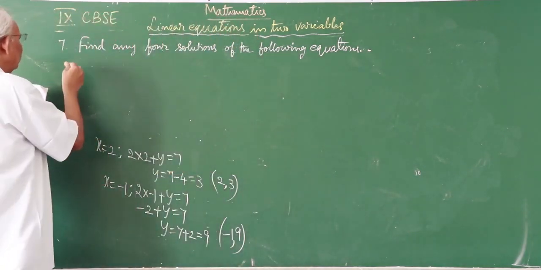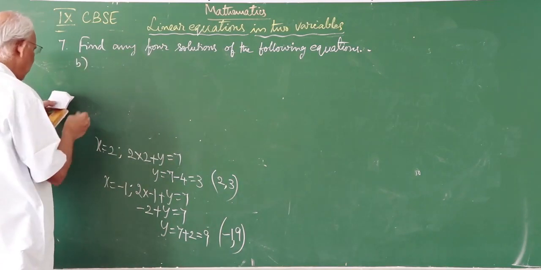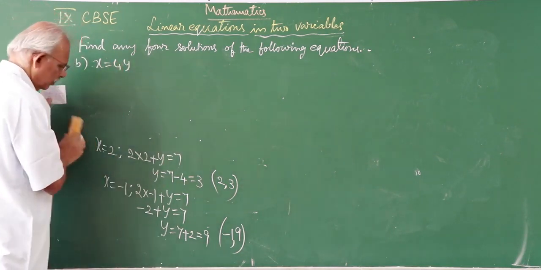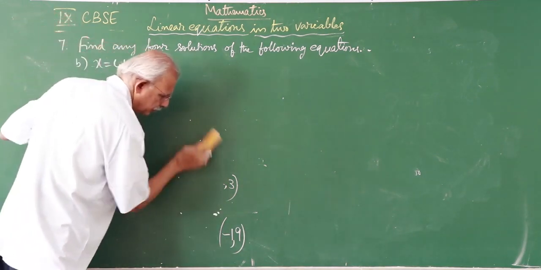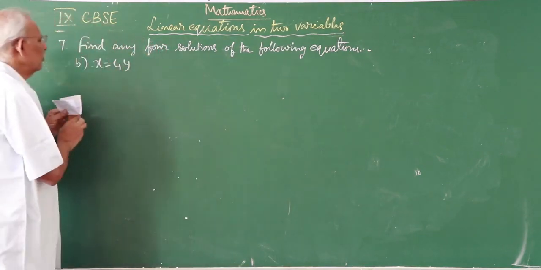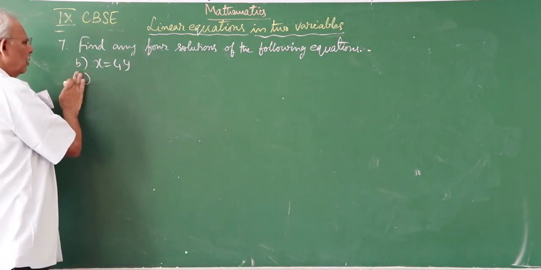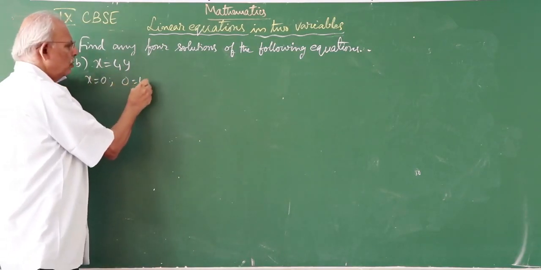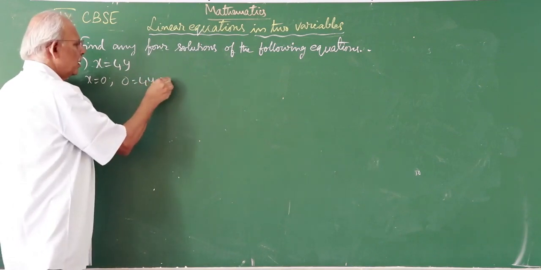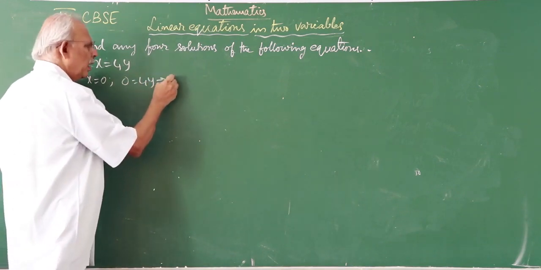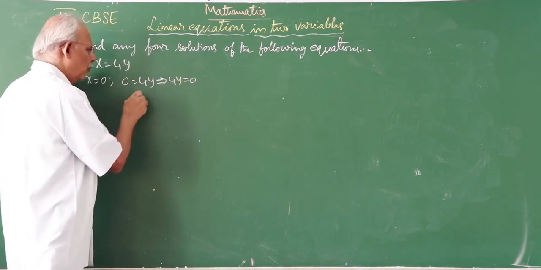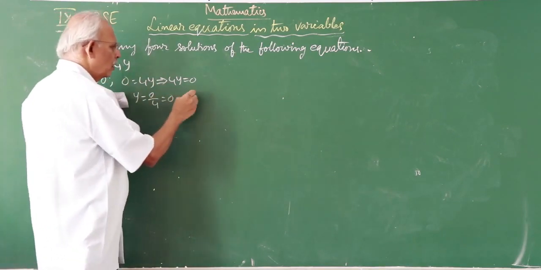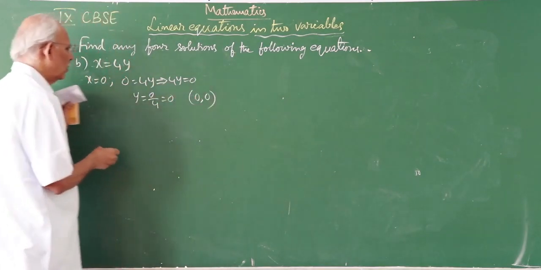Next, second equation, that is B. x equals 4y. Now, the first one is put x equals 0. x is equal to 0, 4y. So, it implies 4y equals 0. Therefore, y equals 0 by 4, which means 0. So, when x is 0, y is also equal to 0.